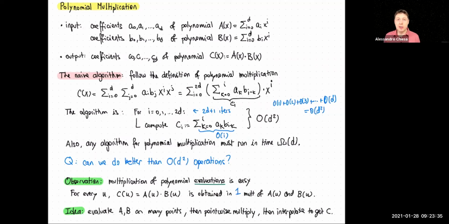Now, of course, this is worth it if evaluating polynomials at many points and interpolating polynomials is faster than d squared, okay? Otherwise, why are we doing that? We could have already paid for d squared the naive way, okay? So it's unclear at this point that we made progress, but we have at least laid out a credible plan for trying to attack the problem.